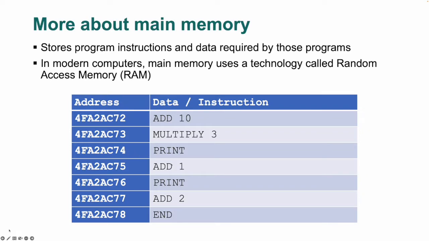So if we want to find a particular instruction, all we've got to do is we know its address and we send that address to RAM, and RAM will return that instruction back to the CPU. Let's talk a little bit more about what exactly a computer program is when we're talking about hardware.